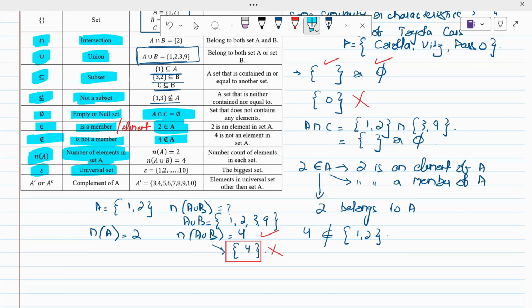In case of this example, I have defined the universal set as the elements from 1 till 10. So always remember universal set is the biggest set.